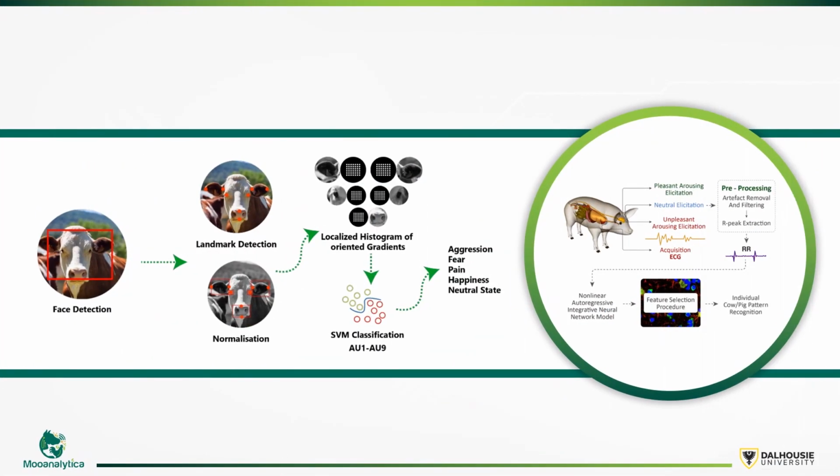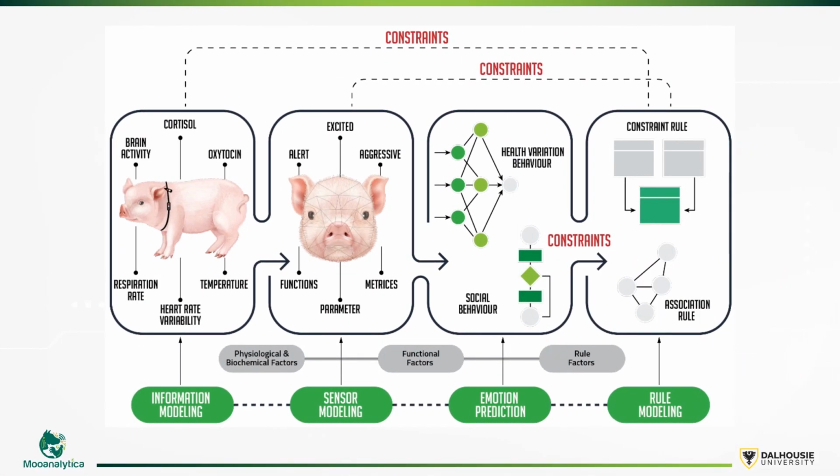There are two different approaches. One we call arbitrary units. What we do is look at the squinting of the eyes, how much pursing or pressing of the lips happens, what is the direction of the ears, whether it's symmetrical or asymmetrical, the histogram of gradients, and use this information to correlate with the actual indices: aggression, fear, pain, happiness, neutral, playfulness, and so on and so forth. Similarly, we did it for pigs also.